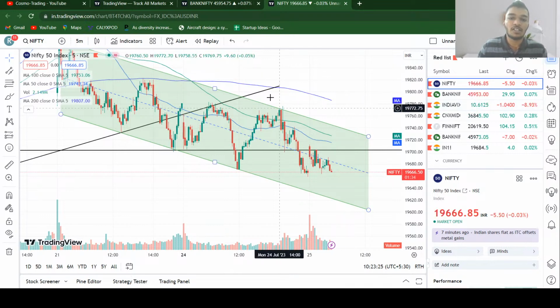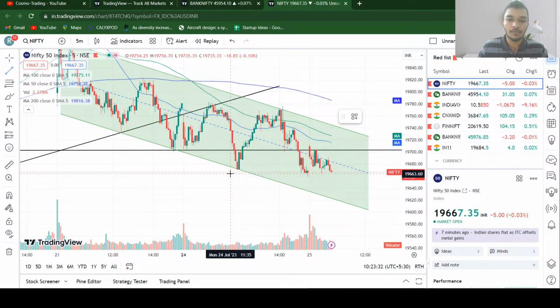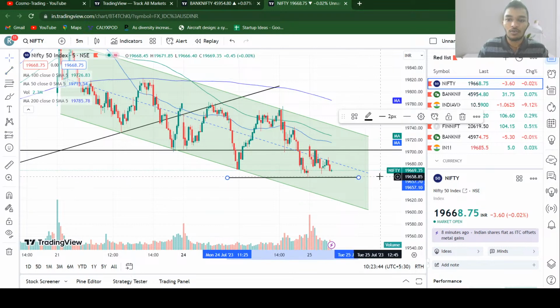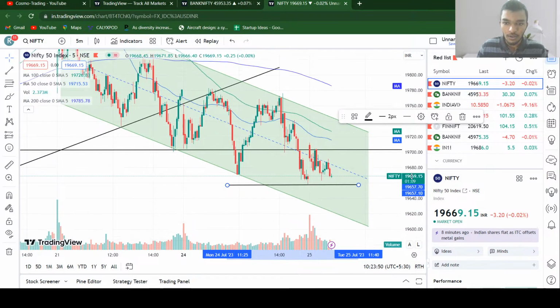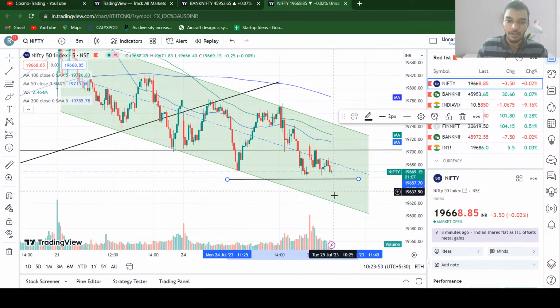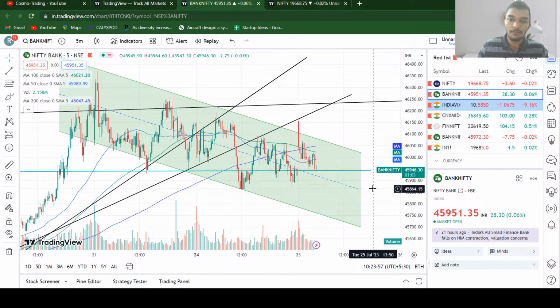Right now we are testing the support for both Nifty as well as Bank Nifty. So this is the low area. Once it crosses this 19,650 area, then you can go for short, but your target should be really small. You can take a scalp trade if you want to.